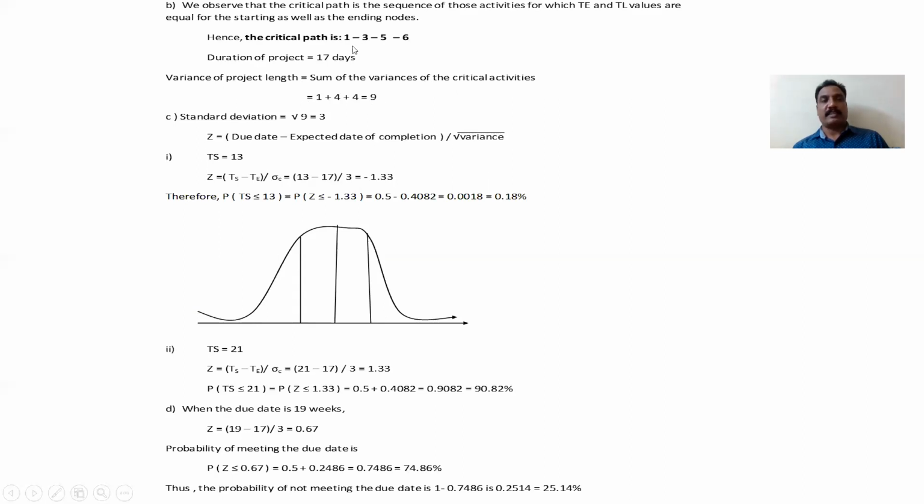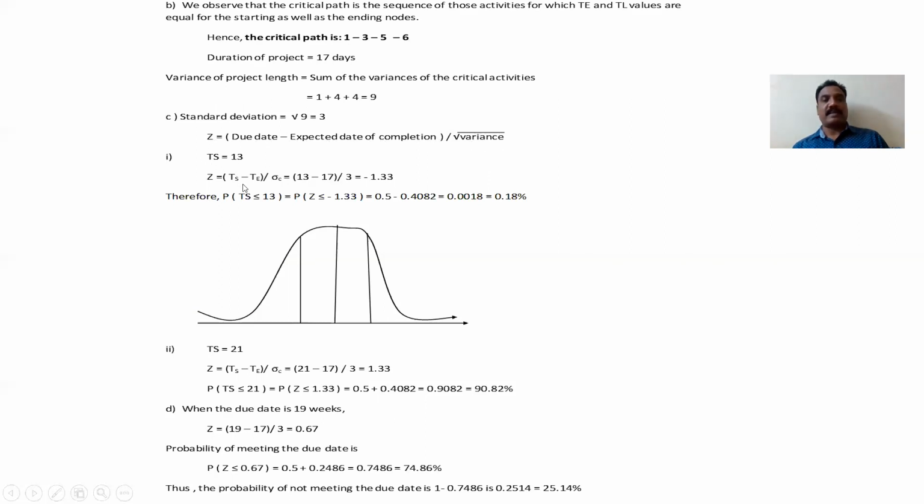Variance of the project's length. So duration from the network diagram you can give. Variance of the project's length you can calculate like this. And standard deviation means the square root of this variance. Now due date we are calculating. Z is equal to due date minus expected date of completion divided by the square root of variance.